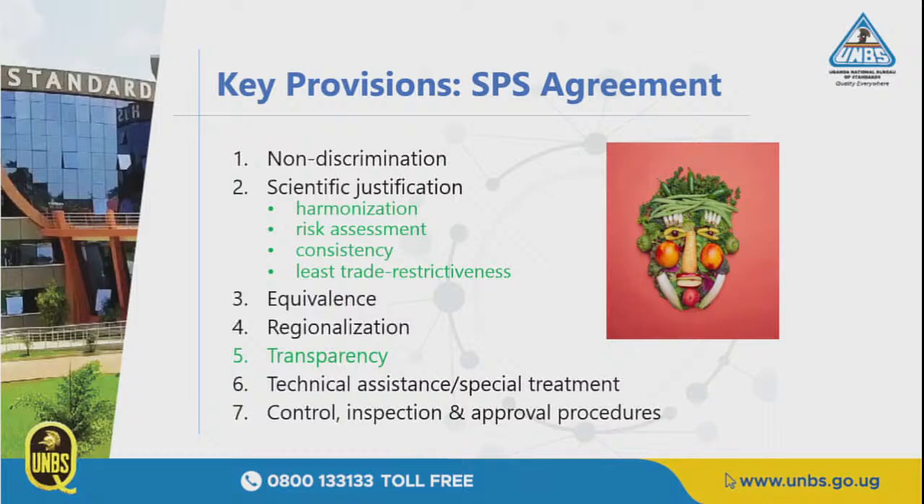Technical assistance and special treatment. Technical assistance is the same as what Diana was talking about. WTO members, especially the developed countries, are obliged to give technical assistance to LDCs and developing countries. And then the issue of control, inspection, and approval procedures. So those are the seven key principles, provisions of the SPS agreement.